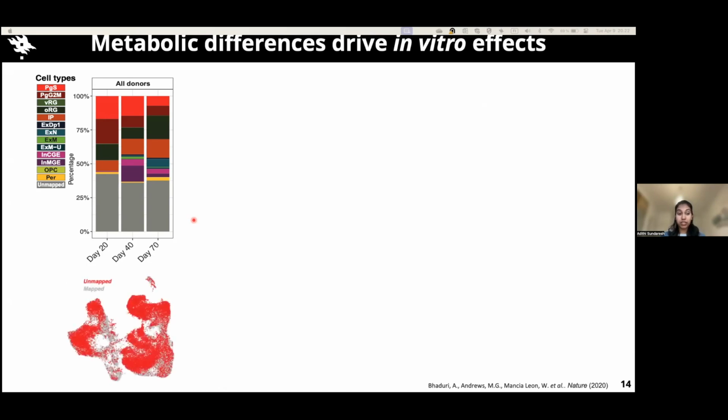But when we looked at the unmapped cells, they're kind of spread across the UMAP rather than being focally concentrated in any one region. And furthermore, although I don't show it here, they actually still express canonical markers of the cell type that they are closest to, but there's still something different that's making their quality, let's say, lower than it should be to get mapped to a reference cell type.